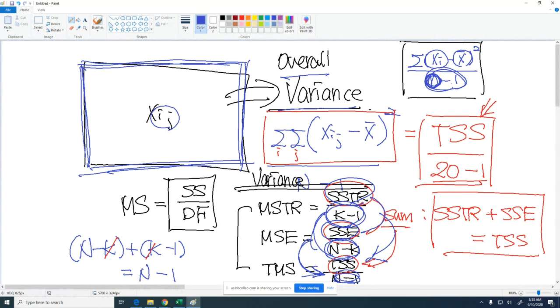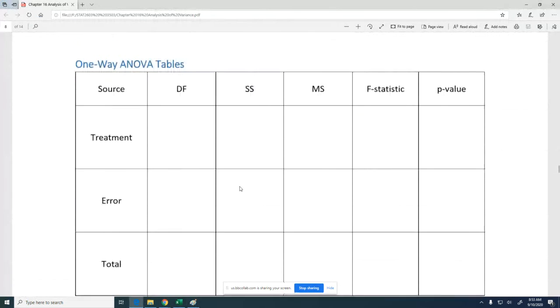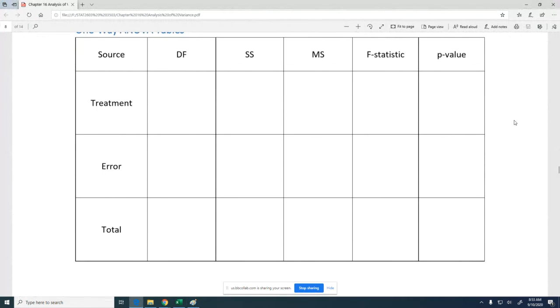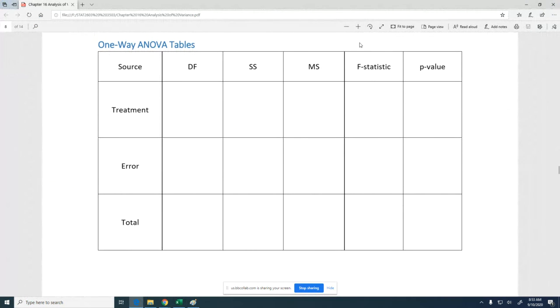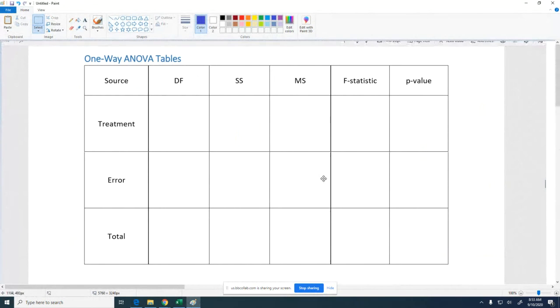Okay. So now let me go back to the lecture note. Yeah. We can make the ANOVA table. I want to copy this ANOVA table. Can I make a little bit smaller? Yes. And it's a copy here. Yeah. It's ANOVA table.